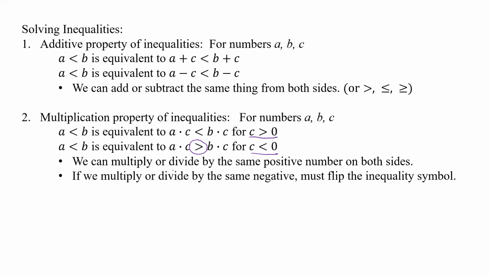We can multiply or divide by the same positive number on both sides, because remember, c could be equal to 2, or c could be equal to 1/2, and multiplying by 1/2 is really just dividing by 2. So either way it works. And if we multiply or divide by the same negative value, we have to remember to flip the inequality symbol. That's a key. If you multiply or divide by a negative, flip that inequality symbol. That's something you really have to pay attention to as you go, otherwise you're going to get the wrong answer.